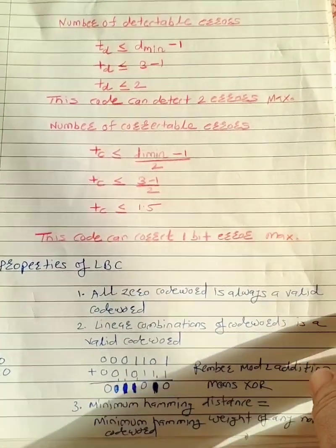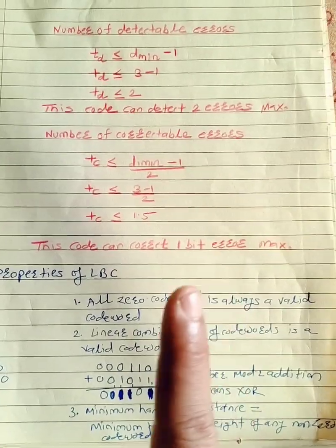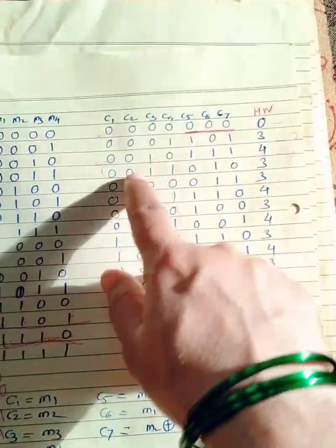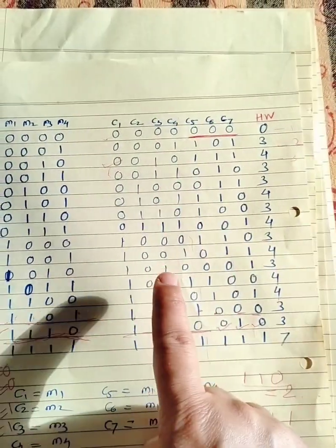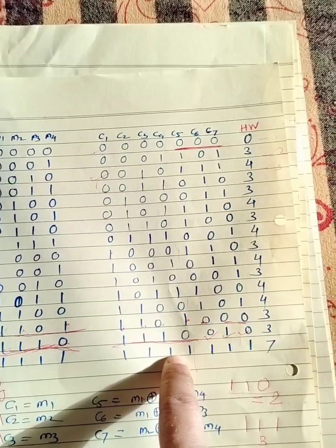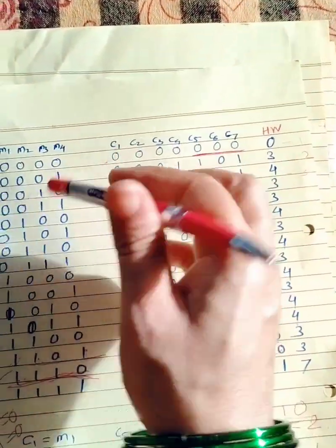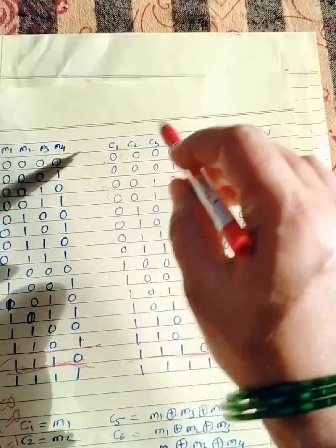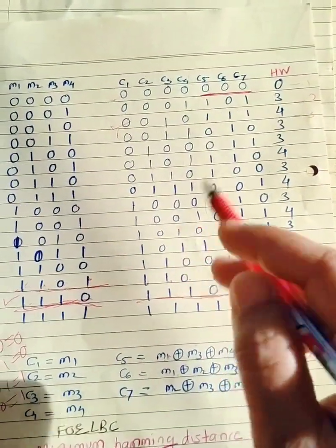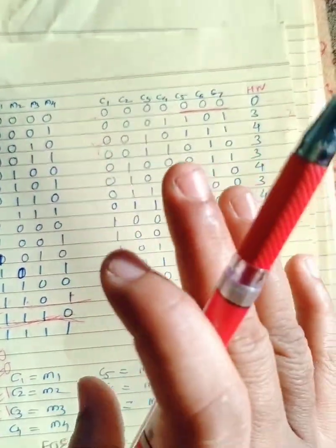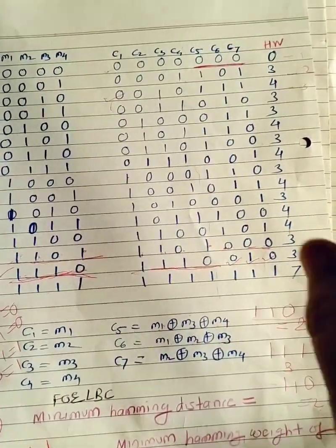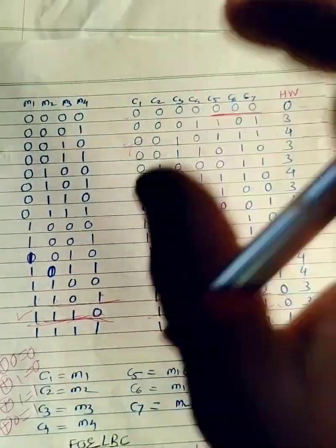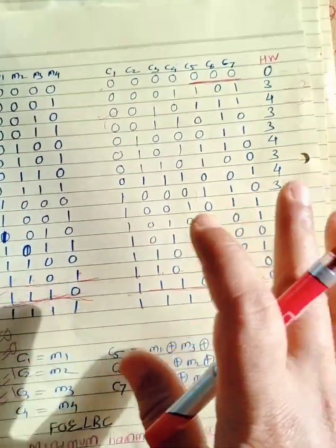Now let us see what the properties of a linear block code are. Linear means if you do linear combinations of these code words, you will get another code word which is among these code words. For example, if you add this code word and this code word, you will get an answer which is there in this code only. So a linear combination of any two code words is a valid code word. In simple language, this table is called the code. If you do combinations of these code words, you will get another code word which is also there in this table. That is nothing but a valid code word.